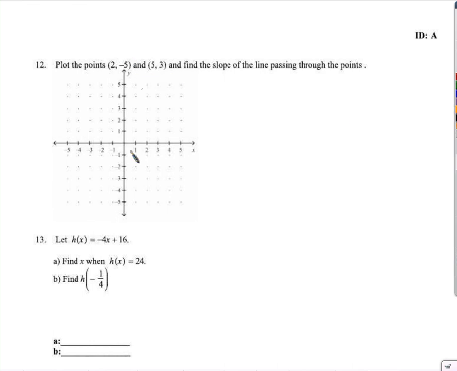Plot the points. Let's do that first. I'll just ask us to plot the points, so I'll just get that taken care of. That was (2, negative 5), not (2, 5).